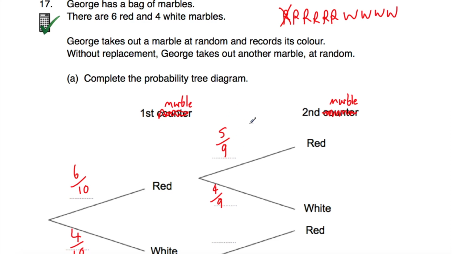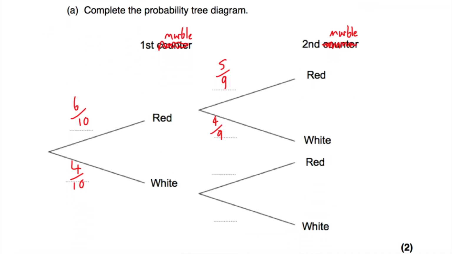So we've filled out those branches. If he takes out a red, the probability of the next one being red would be 5/9, and the probability of the next one being white would be 4/9. Okay, so I'm now just going to put that red marble back in because we're now going to consider these branches down here, and that's if a white marble's taken out. So let's put that red marble back in. Now let's consider these branches down here.